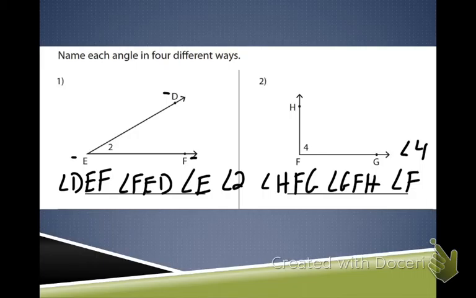Good luck, ladies and gentlemen. Your job, be very careful, you do have an exit ticket. The very last part of your graphic organizer asks you to name that angle in 4 different ways. That's your task right now. Good luck, then finish this worksheet.